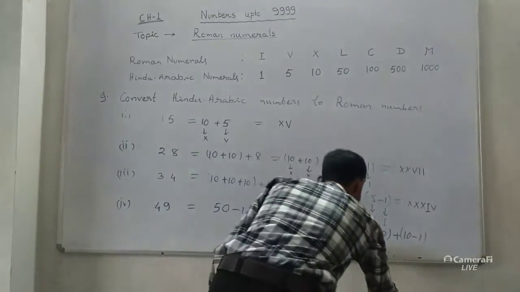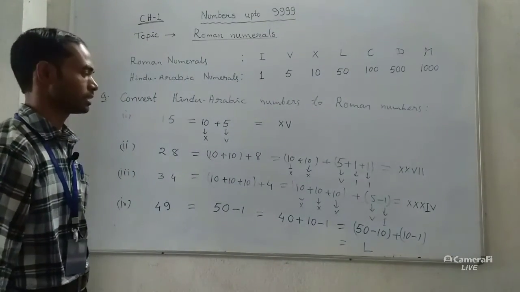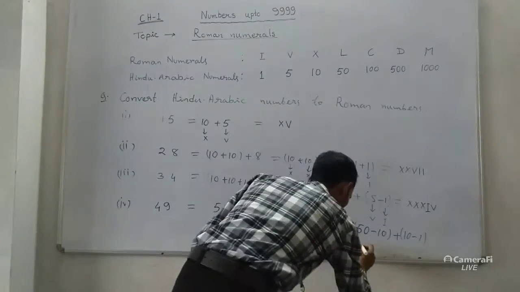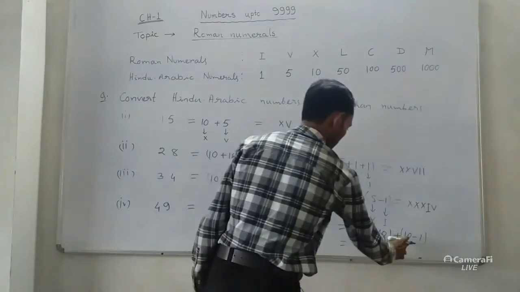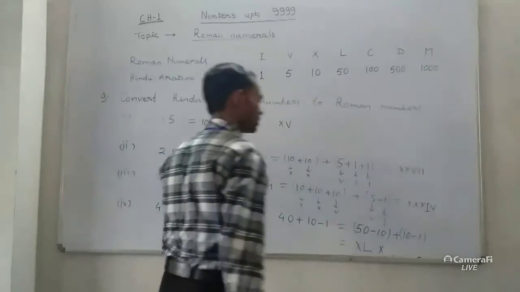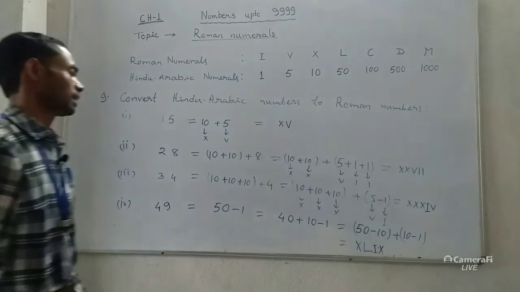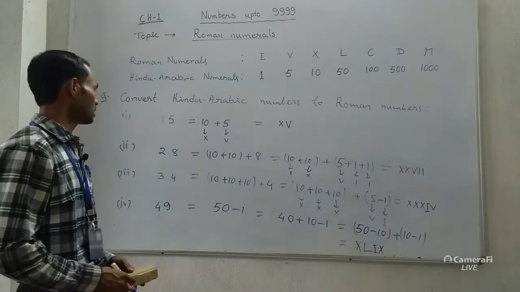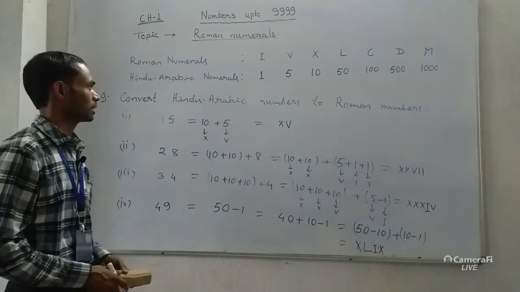50 means L, minus 10. 10 will be subtracted from 50. The 10 symbol is X. As it will be subtracted, X will come before L, that is on the left side, XL. And then again plus 10 means X, but 1 is subtracted from 10, so I will come before X. So XLIX, that is the symbol for 49. So in this way we can convert Hindu-Arabic numerals to Roman numerals.